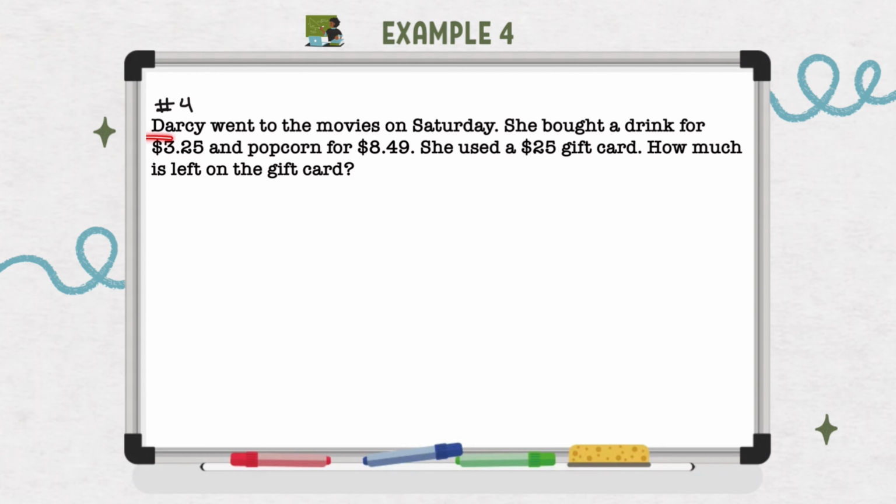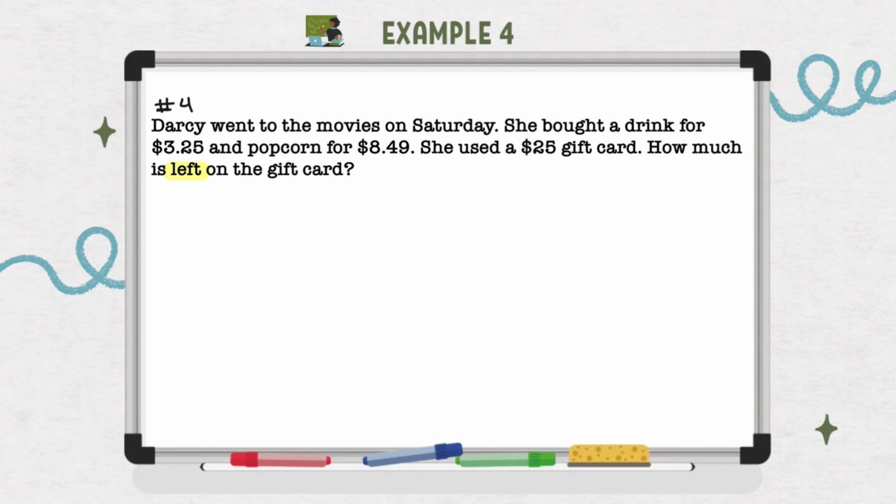Example 4. Darcy went to the movies on Saturday. She bought a drink for $3.25 and popcorn for $8.49. She used a $25 gift card. How much is left on the gift card? Well, here we have a clue, left. That means we should subtract.